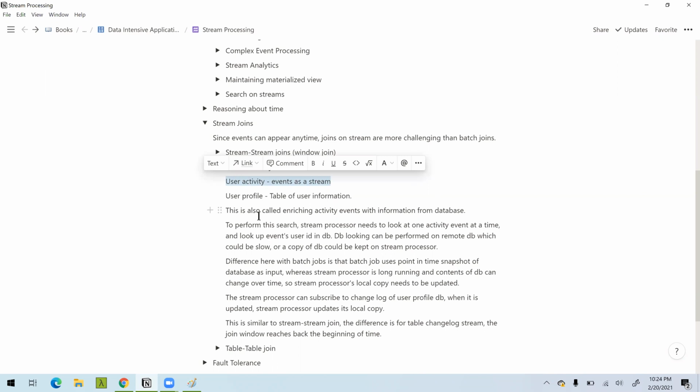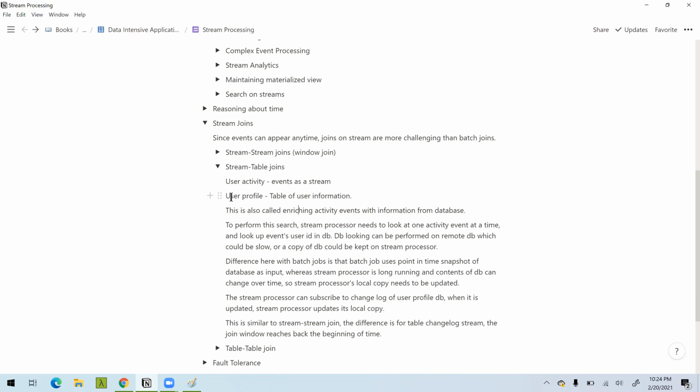Now to do this join, there are two ways. One way is that for that user ID, you make a remote call to the database which has the user profile, and then for that user ID you find all the information for that user, join it, and then return it, right?